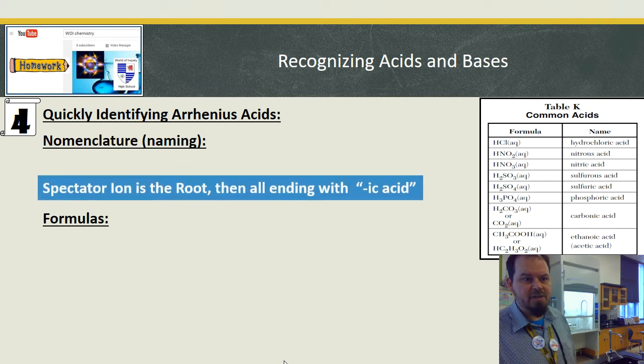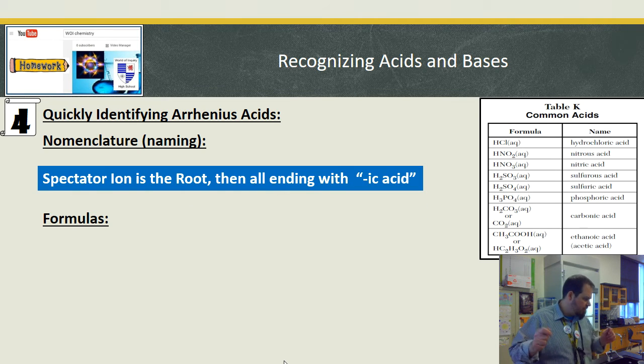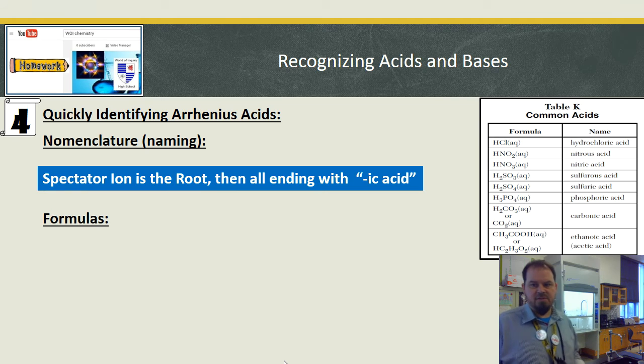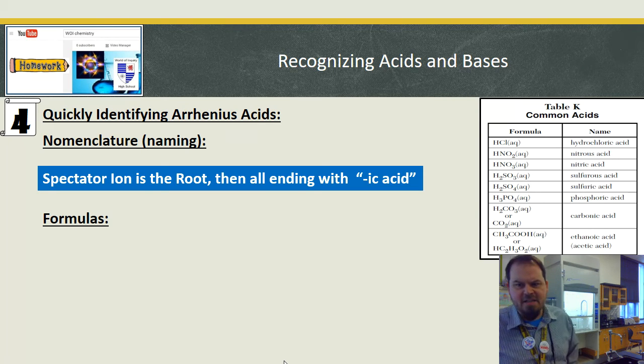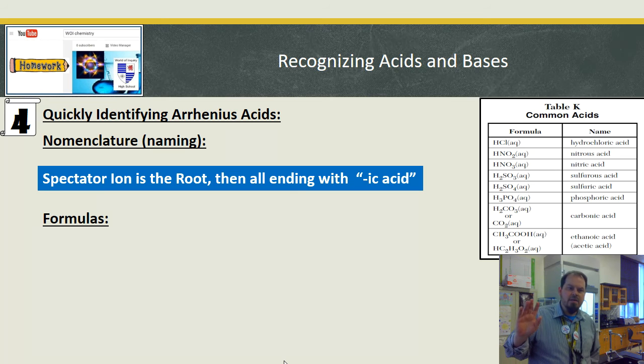So real quick, the naming structure. This is going to be part of the POGIL. You're going to figure some stuff out with how to name stuff. But here's all the answers to that part of the POGIL. The spectator ion is the root. We call the spectator ion the thing that's just there, not the H plus or the OH minus. Okay, we call that the spectator ion. Spectating. And then we end with ic acid.